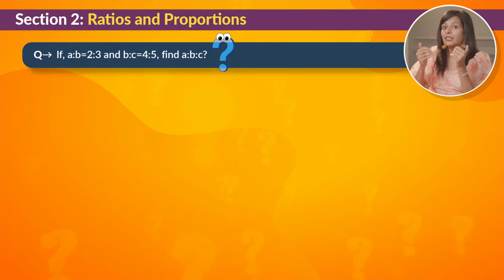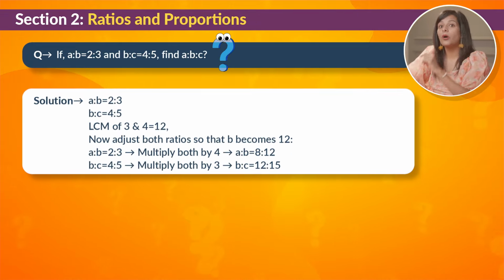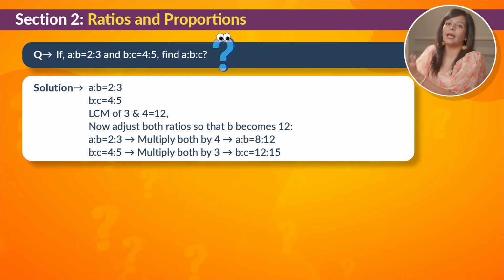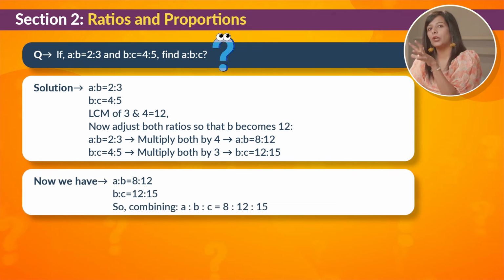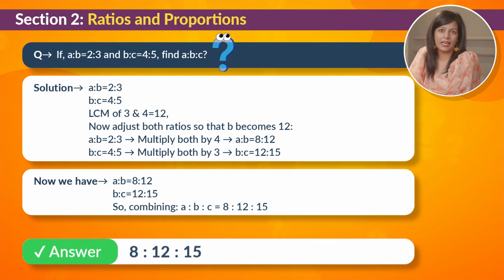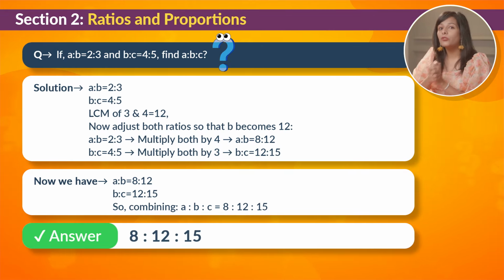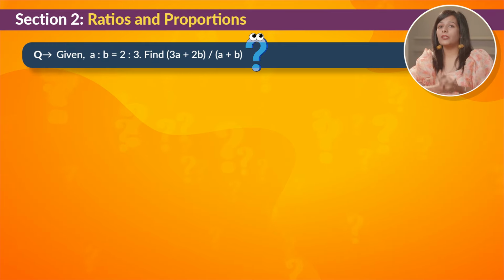Find out A is to B is to C. In order to solve this, you simply have to take the LCM of B in order to equalize its two values. So we take the LCM of 3 and 4, which gives us 12. So now we adjust the values accordingly and get A is to B is to C as 8 is to 12 is to 15. Here's another trick for you.